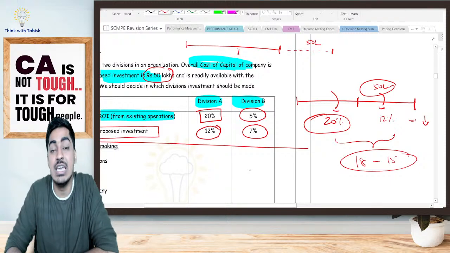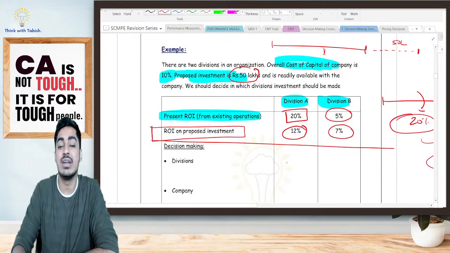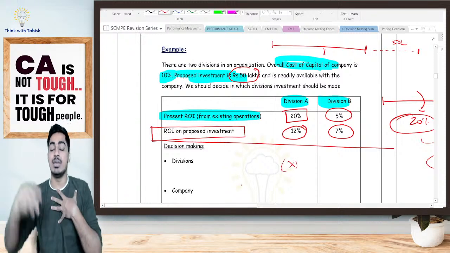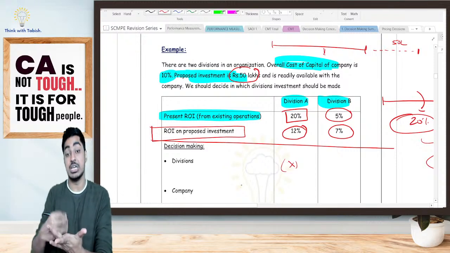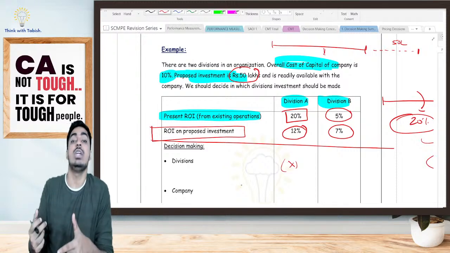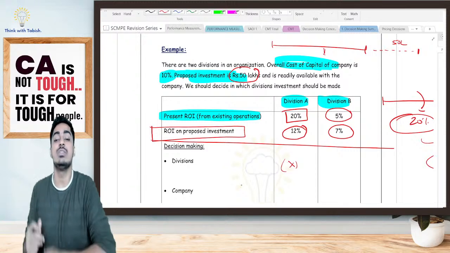So whether the division A manager is willing for this investment, he will tell, no, I don't want that. Yes or no? Why is he telling I don't want it? Because ultimately, at the end of the year, how are we measuring? What is the ROI percentage? 20%, great. 12%, not good. So he is right now having 20%. He doesn't want to reduce his ROI.